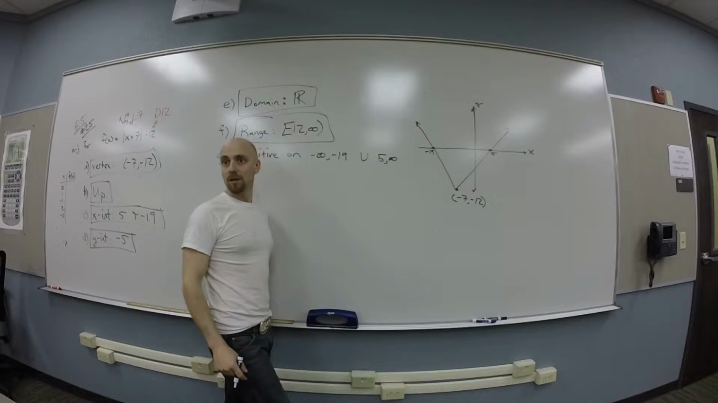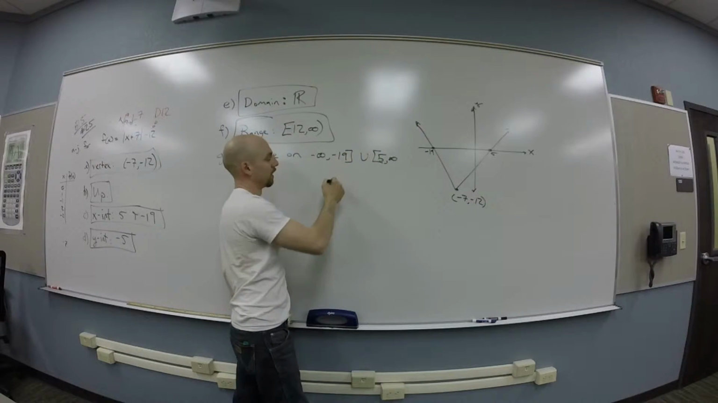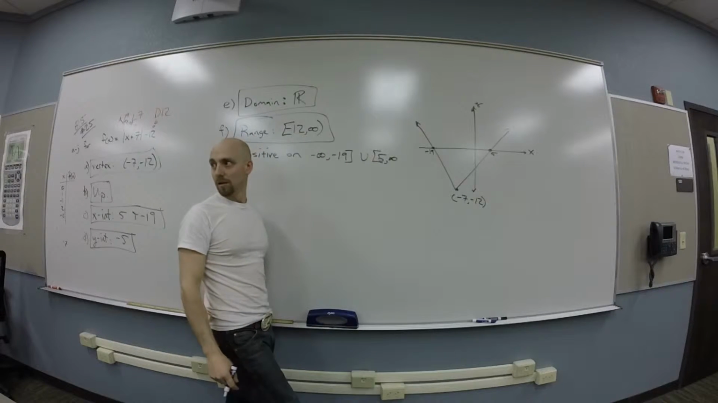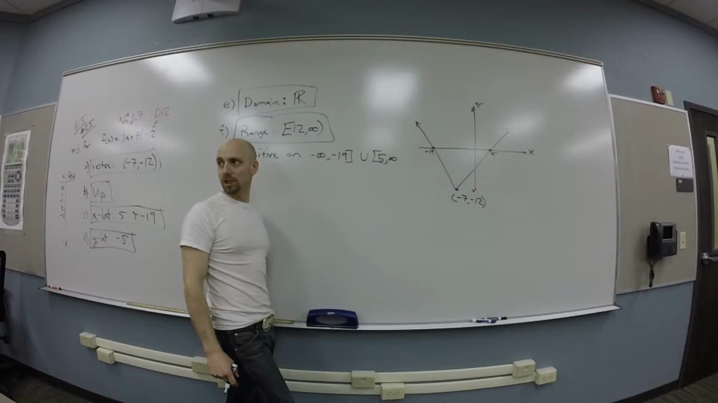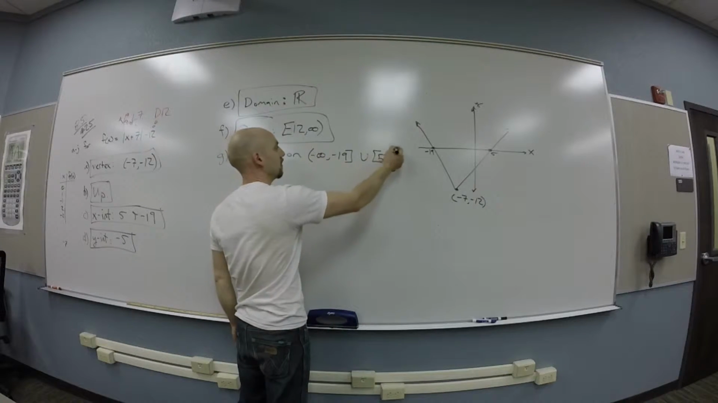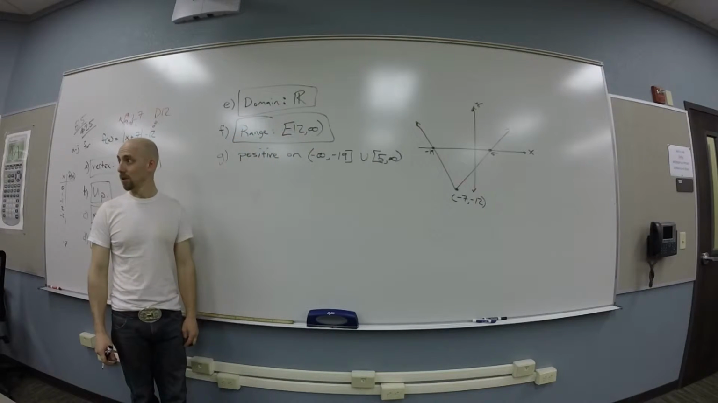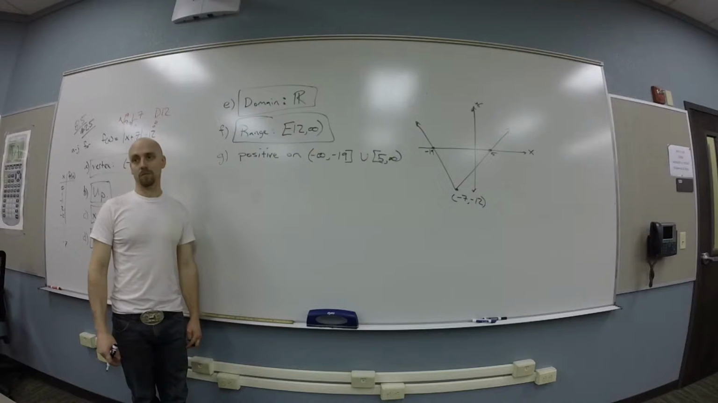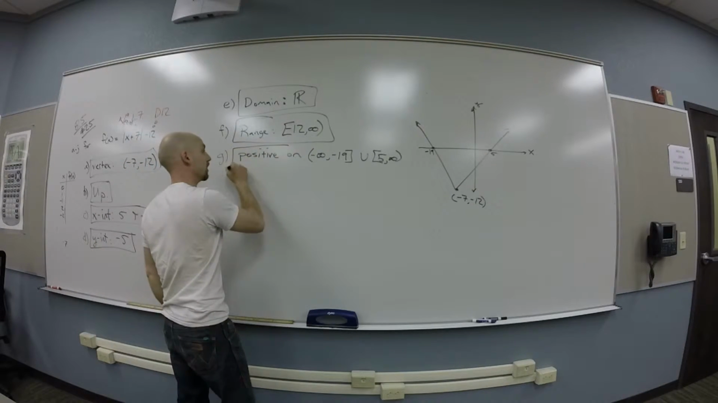Brackets around negative 19 and 5. Why? Yeah, because those are still positive outputs, right? Because 0 is positive. And then open on the infinities, because infinity is not a number, right? So we're not going to close it.